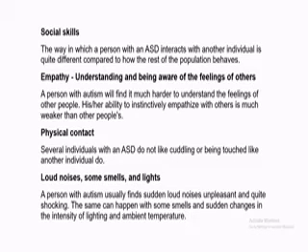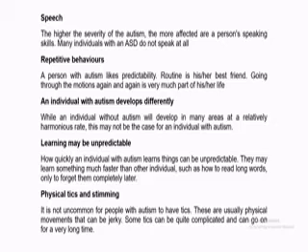Loud noises, some smells, and lights. A person with autism usually finds sudden loud noises unpleasant and quite shocking. The same can happen with some smells and sudden changes in the intensity of lighting and ambient temperature. Speech. The higher the severity of the autism, the more affected are a person's speaking skills. Many individuals with an ASD do not speak at all.